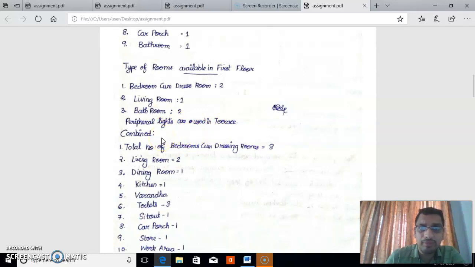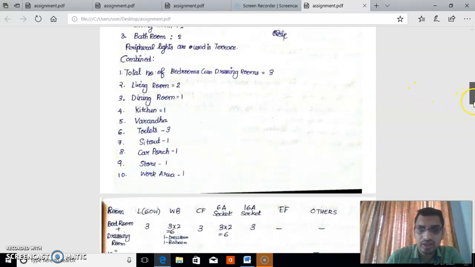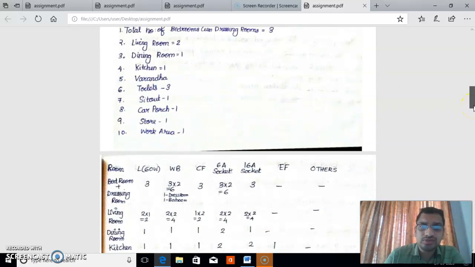and then we combined both the plans, first and ground plan, and we combined the type of room, and the total number of bedroom is 3, then living room 2, dining room 1, kitchen 1, then veranda, toilets 3, sit out 1, car porch 1, store 1, and work area 1. Okay, so that's all the room type available in our given building.